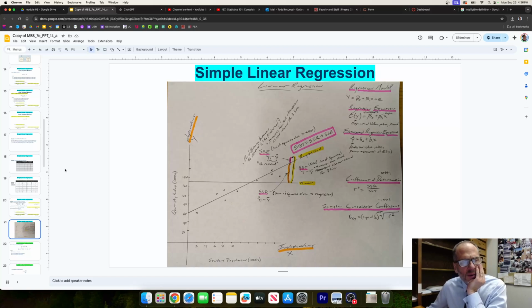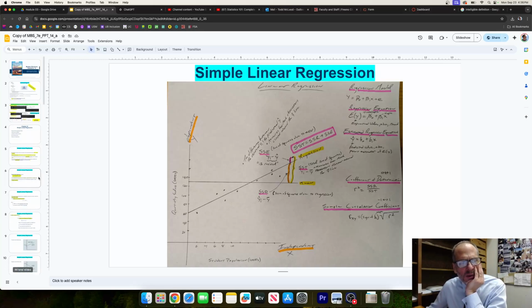And so, that's showing a relationship between two variables. One is independent, represented by X, and that independent variable is how many students are at the college. And another one is dependent, Y, and that's the quarterly sales.